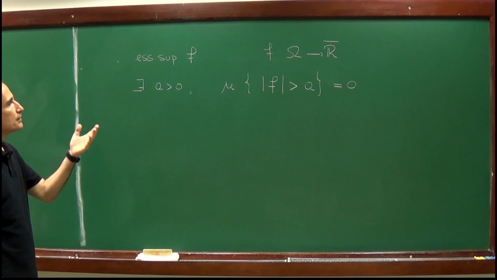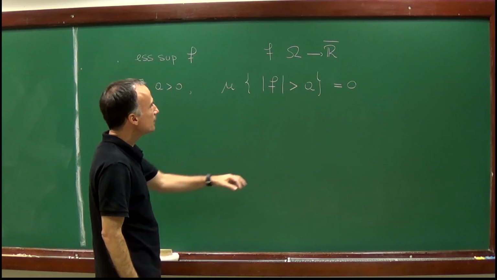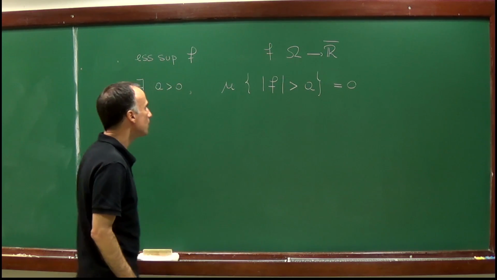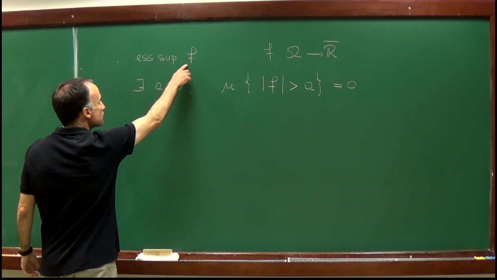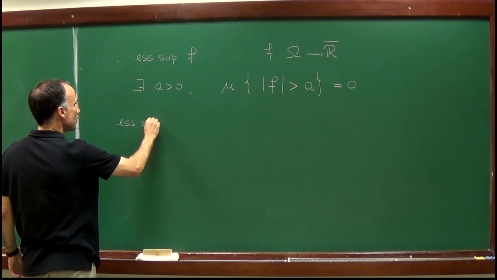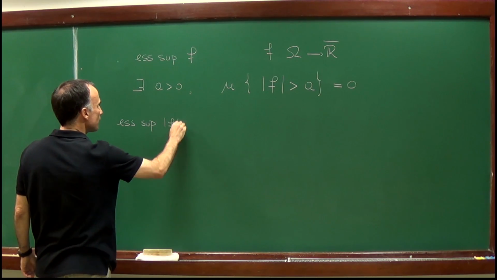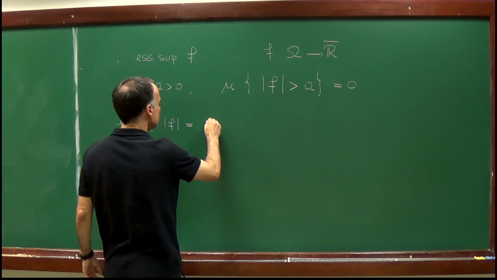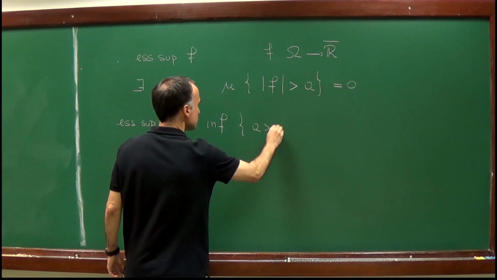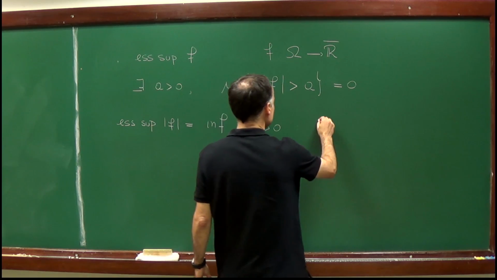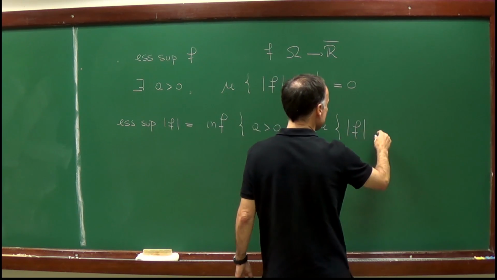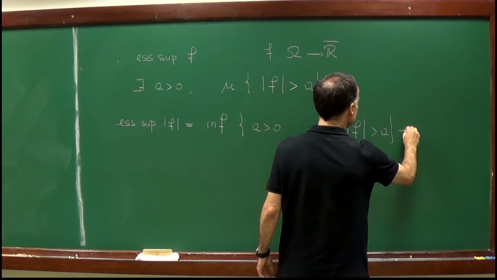Well, if this happens, then I can find the smallest a which has this property. And this will be the essential supremum of my function f. So the essential supremum of my function f will be the smallest a, the infimum over all a positive, such that the measure of the points x such that f(x) is larger than a is equal to 0.